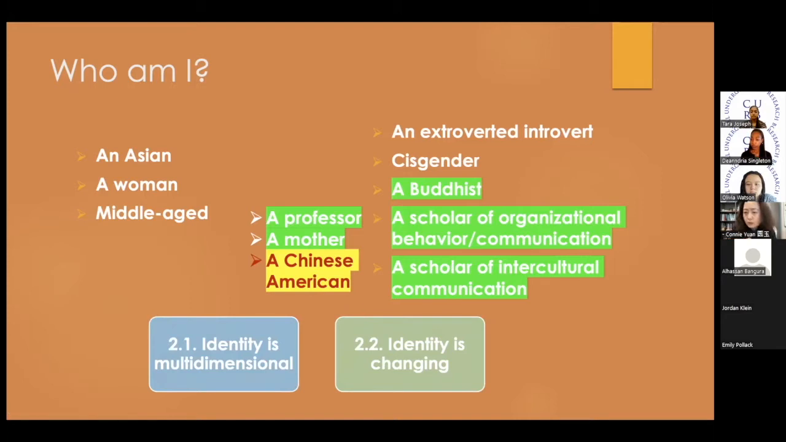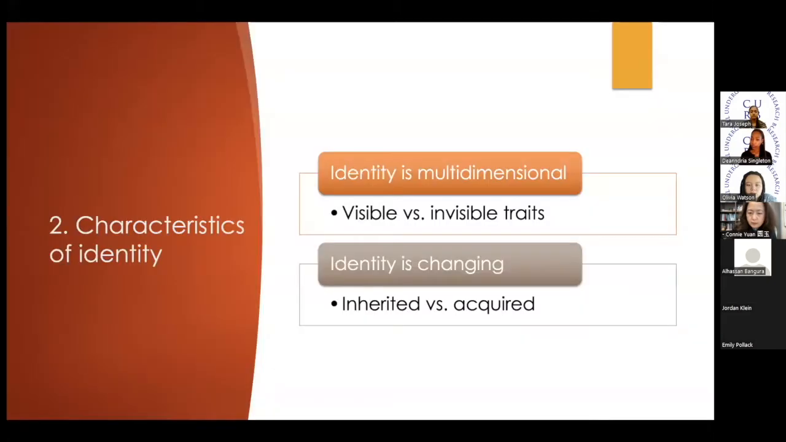I was not a Buddhist, I am a Buddhist now. When I was in college, I was not an intercultural scholar, but I am now. So identity is changing. Why does this matter? And also the visible, invisible traits and inherited, acquired. So all these are different ways to describe our identity.